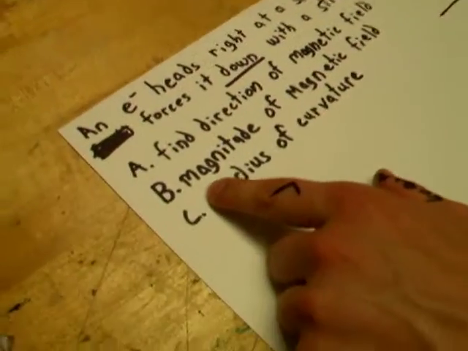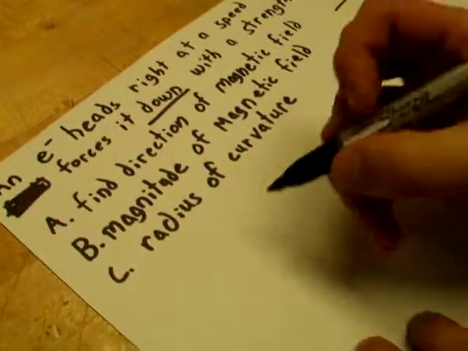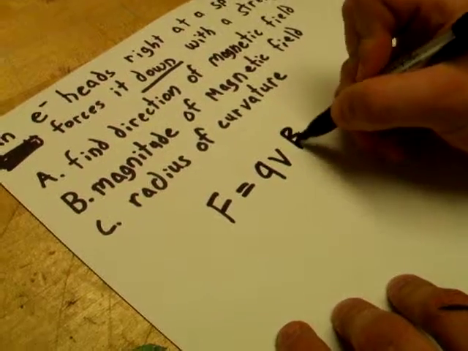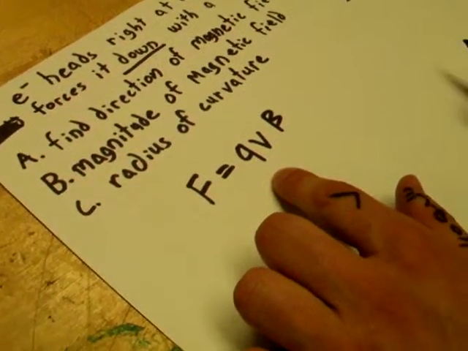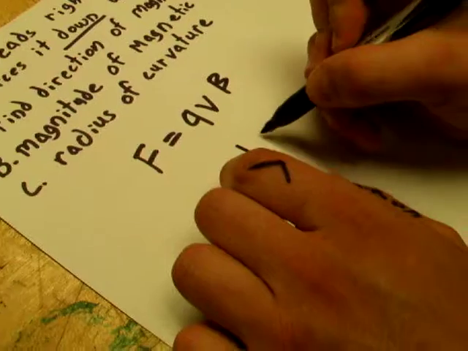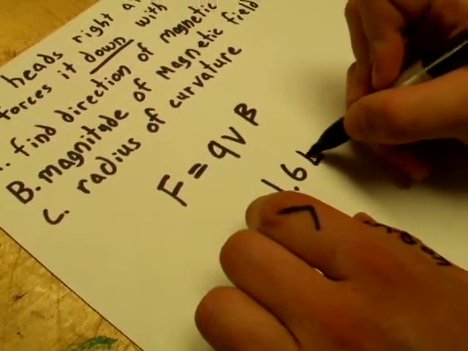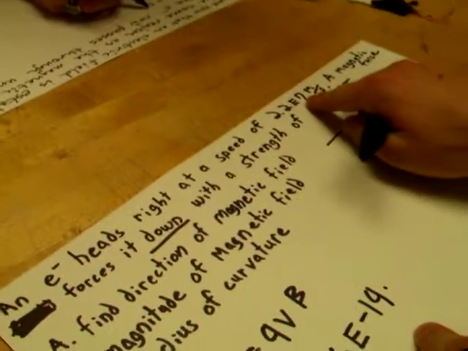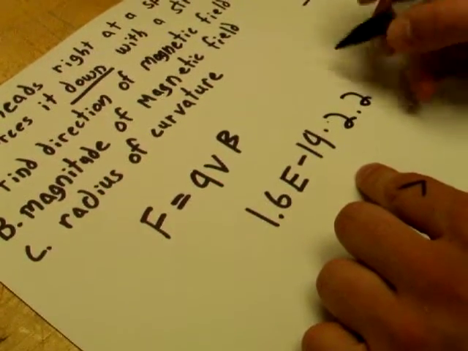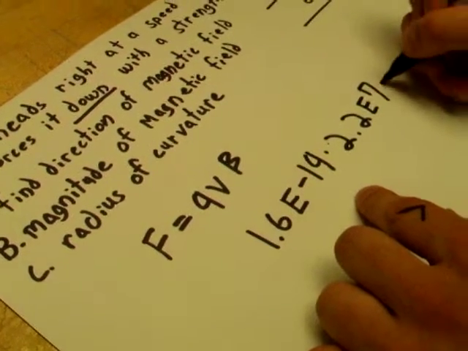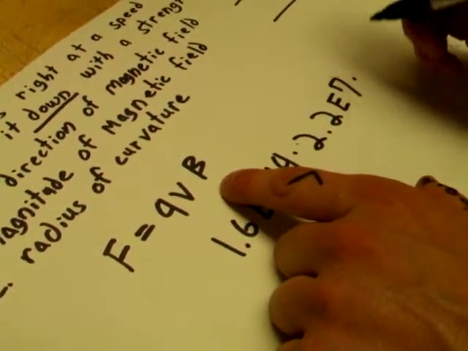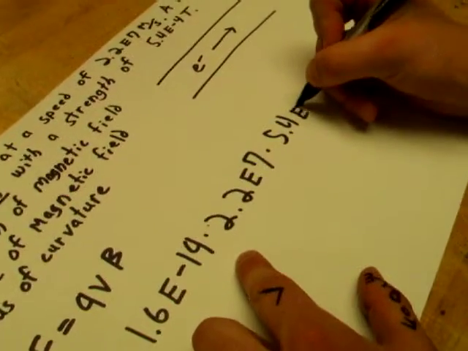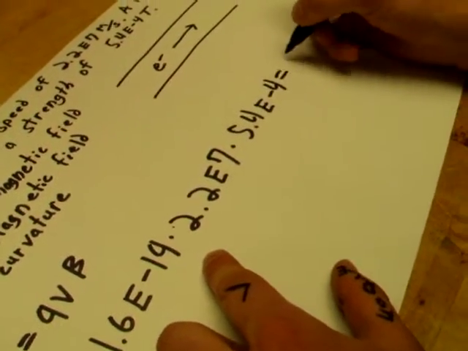Now we're asked to find the magnitude of the magnetic field. This is just a simple F equals QVB problem. Q is the charge of an electron, which is 1.6e-19, times V, our velocity, 2.2e7, times our B, which is our magnetic field in Tesla, 5.4e-4. That will equal our force.